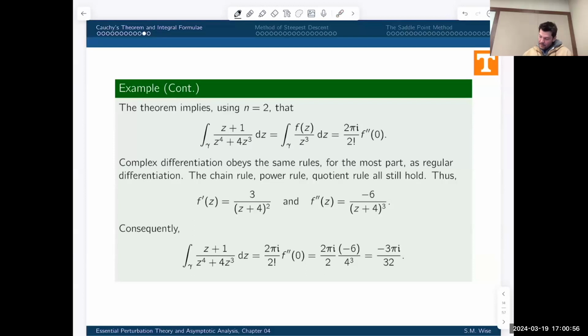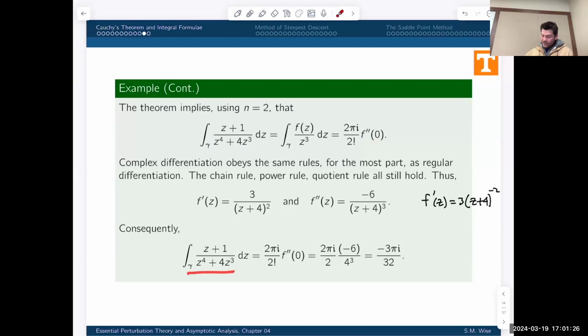So the way I would do that is I would write f prime of z is equal to 3 times (z plus 4) to the minus 2 power, right? And then I could just use a combination of the power rule and the chain rule. And I get the second derivative is just minus 6 over (z plus 4) cubed. So there's my formula. All I have to do now is plug in z equals 0 and evaluate.